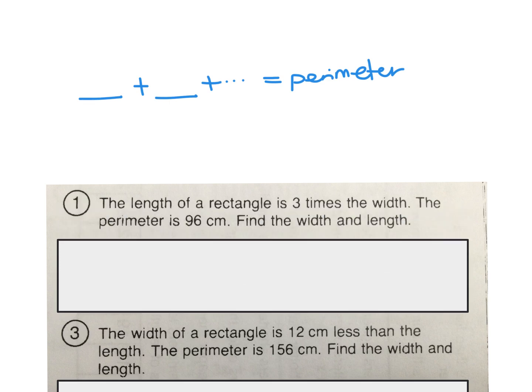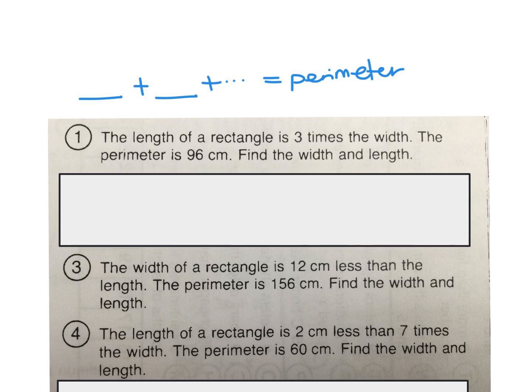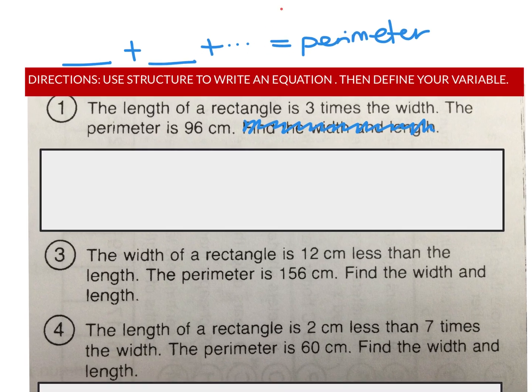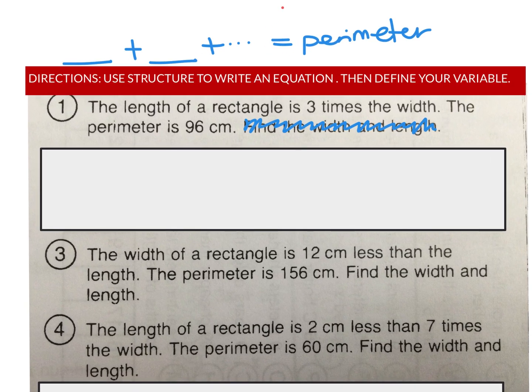So question number 1, this is on the back of the worksheet that you have, says the length of a rectangle is 3 times the width. The perimeter is 96. Find the width and the length. So we're not actually going to find the length and the width. We're going to practice writing and defining the variable. These directions you are seeing, and the example I'm going to do, is how you're going to do this sheet. Okay, so question 1.